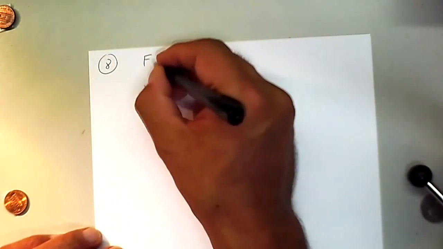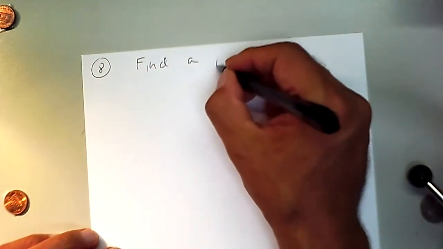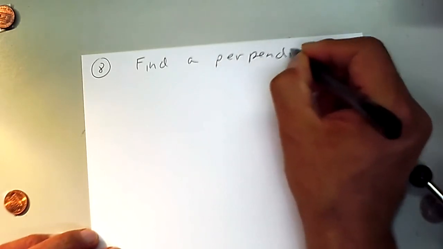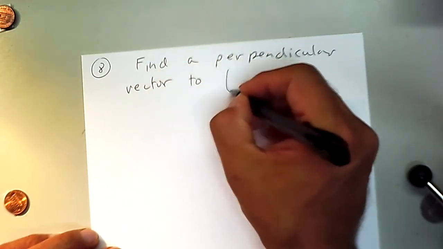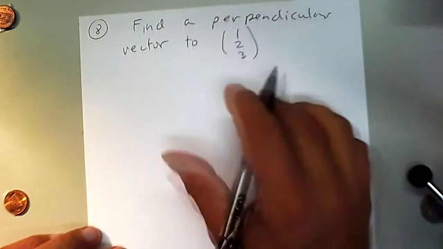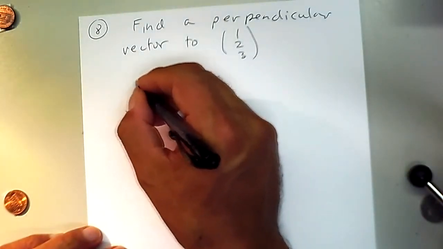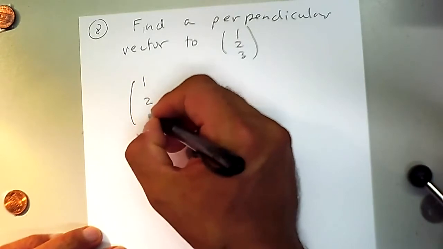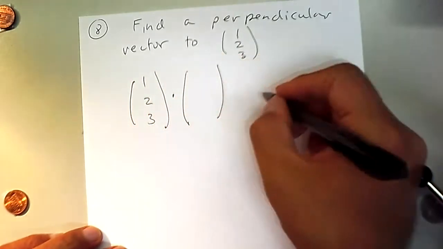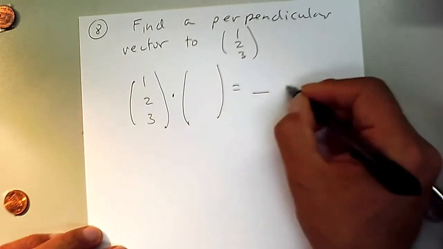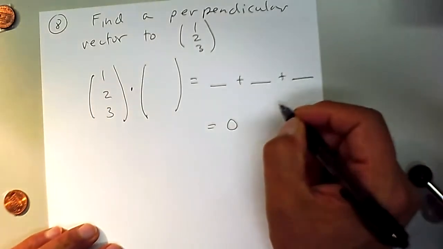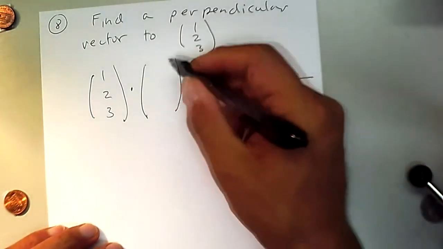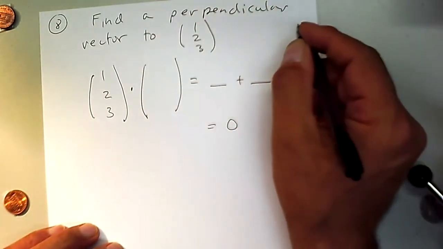So let's do another example, number 8. Find a perpendicular vector to, say, 1, 2, 3. Okay, so one way to do this is to say, okay, 1, 2, 3. The dot product with another vector should give us blank plus blank plus blank, and that should add up to 0. All right, there's going to be very, very many vectors that will do that.